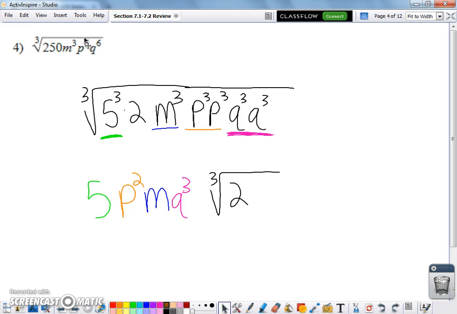What can pay the troll toll? The m to the 3rd. 2 p's can pay, so p squared leaves, and 2 q's, so q to the 3rd. And obviously that 5.